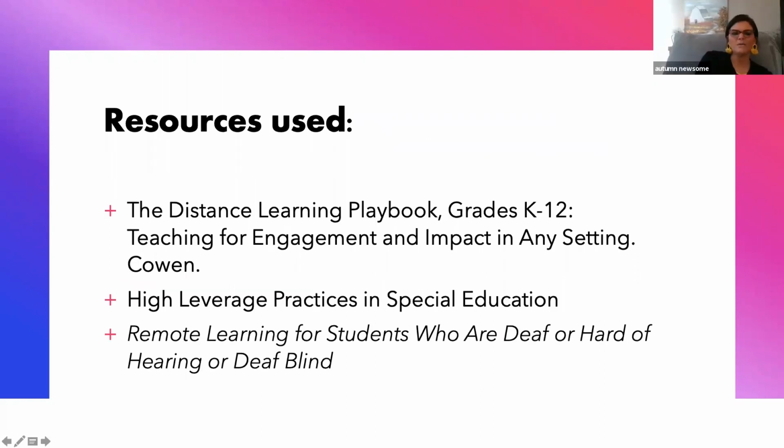So our resources that we explored included the Distance Learning Playbook, the book High Leverage Practices in Special Education, and then the last resource was Remote Learning for Students Who Are Deaf or Hard of Hearing or DeafBlind.